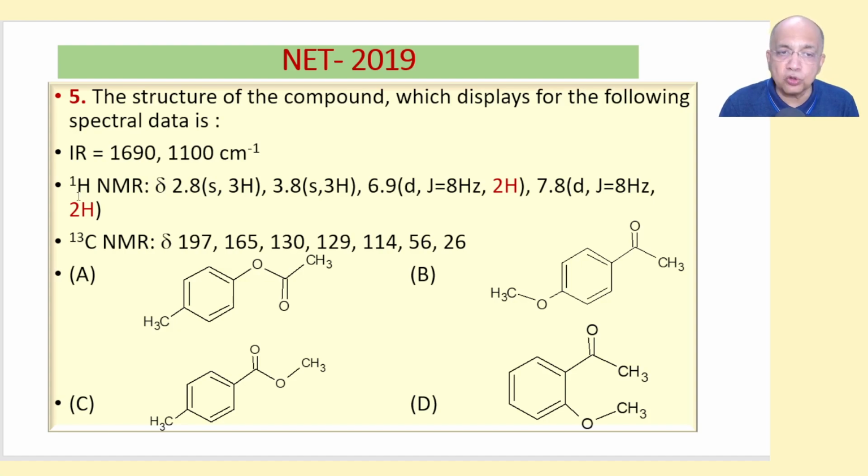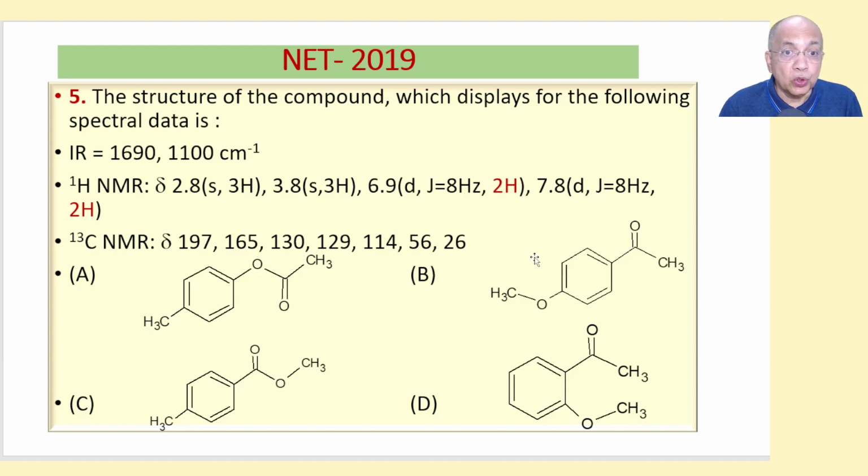Now look at the proton NMR. This is 2.8, 3 proton singlet; 3.8, 3 proton singlet; 6.9. Now the aromatic region is a doublet with a coupling constant of 8 Hz, 2 proton, and another at 7.8, again 2 proton, same coupling constant and same doublet, but 2 plus 2 makes 4. So since there are 4 aromatic protons, it has to be di-substituted. Immediately you get it.